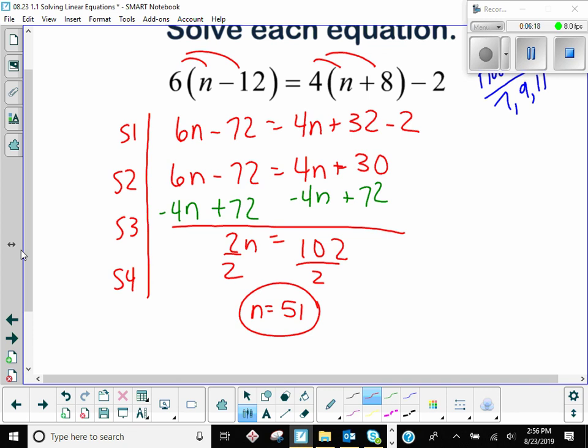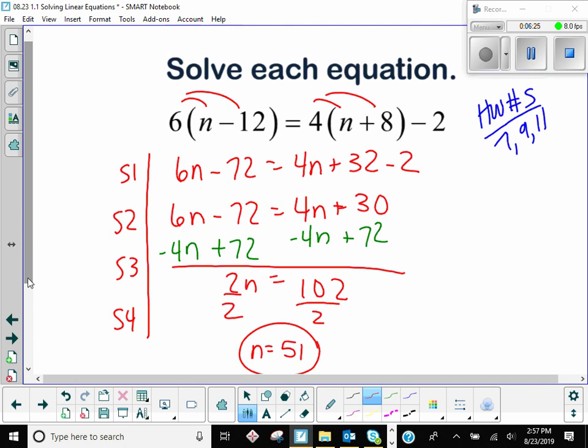Are there any questions about that problem? Okay. This corresponds with your homework numbers 7, 9, and 11. I wrote that up there because your homework's kind of long, and I wanted to compartmentalize the problems for you a little bit. Those are the 3 that are like this on your homework.